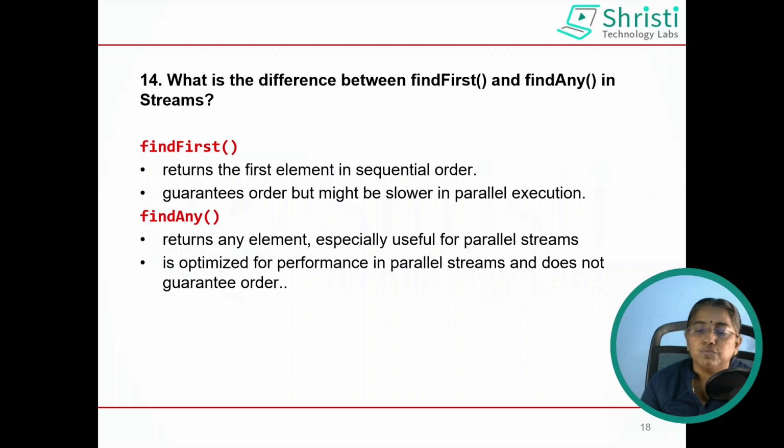What is the difference between findFirst and findAny in streams? FindFirst returns the first element in sequential order. When you are working with parallel streams, you can guarantee the order if you are using findFirst, but the process may be slow. FindAny may return any element when you are working with parallel streams. If you are using findAny, it is optimized for processing, but it does not guarantee any order. In the previous case, it guarantees order. Here, it does not guarantee any order. We will move on to the next question.